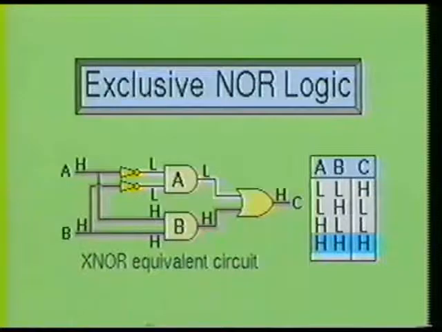This high output from gate B and low output from gate A is then fed into the OR gate. This causes the output of the OR gate to develop a high.